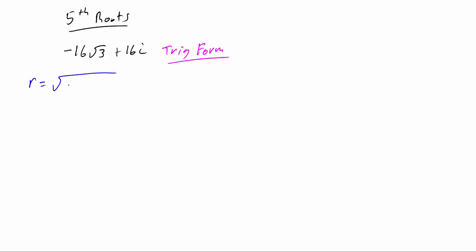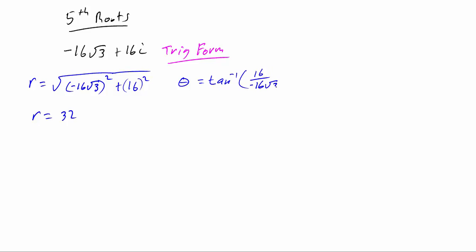So that means we're going to find the r value, and that's going to be equal to the square root of negative 16 square root of 3 squared plus 16 squared. And once again, if we simply enter this into the calculator, you're going to end up with a value of 32. Then, of course, we need to find the angle. So theta is going to be equal to the inverse tangent of y over x. In this case, that would be our imaginary over the real, so that would be 16 over negative 16 square root of 3.